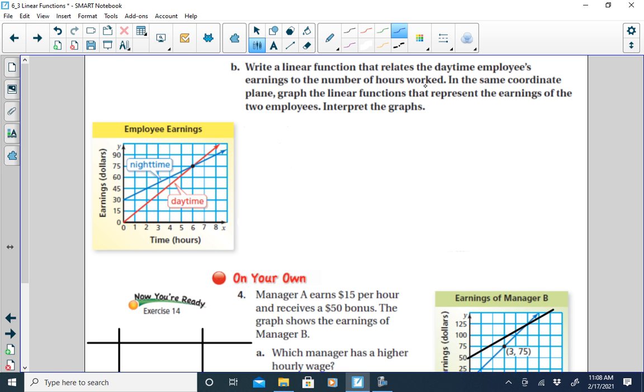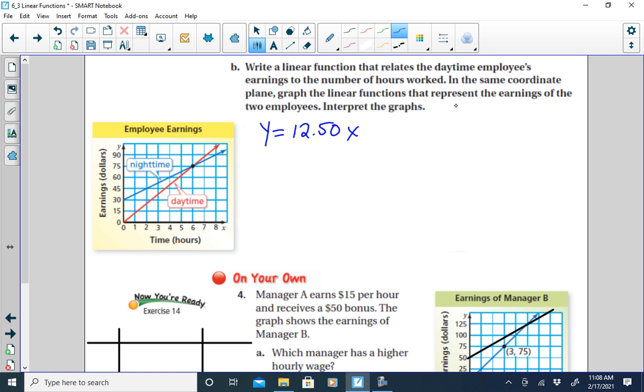We want to write a linear function that relates the daytime employee's earnings to the number of hours worked. In the same coordinate plane, graph the linear function that represents the earnings of the two employees and interpret the graph. Well, that's already done for you here. The nighttime employee is represented by this graph here. The daytime employee is represented by this graph here. If we want to write a linear function that relates the daytime employee's earnings to the number of hours worked, let's do that. The daytime employee would be y is equal to $12.50, for each hour. So there's the equation for the daytime employee.